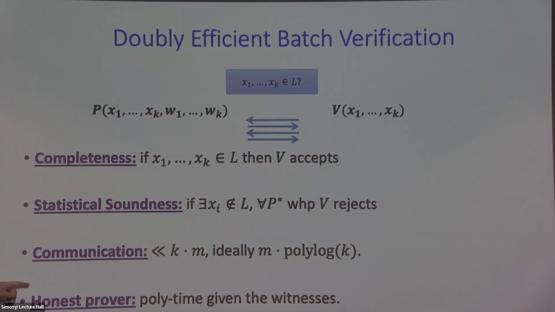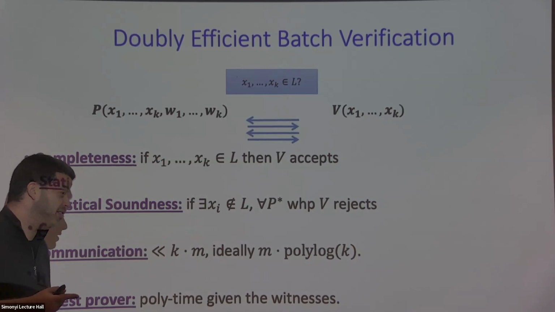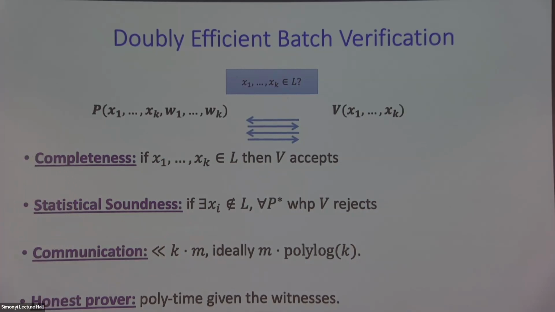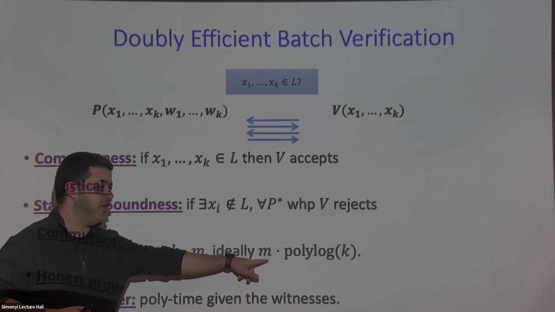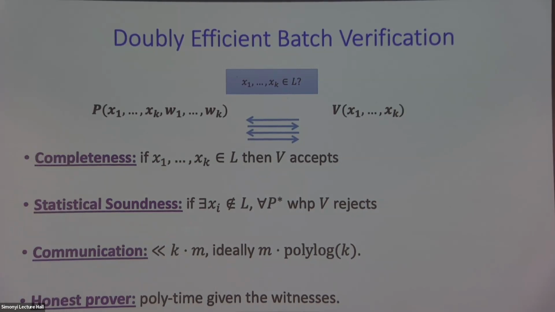And going back to the double efficient aspect, we want the honest guy to be efficient. Okay. Did you say M plus or M times? I would prefer M plus. Whatever you would like. I would like 1 times M plus log K would be my dream. That's an open question.